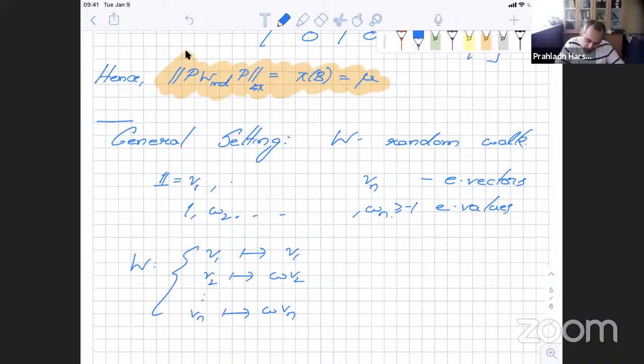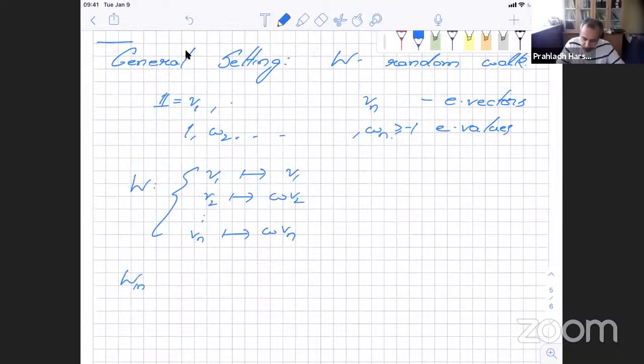Let's see what W independent was. Let's see what its action is on these vectors. It is the action which takes V1 to V1, but V2 and all the rest to 0. This is exactly W ind. If you write it down, this is exactly what W ind is.